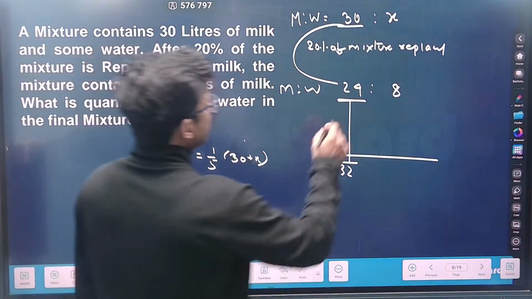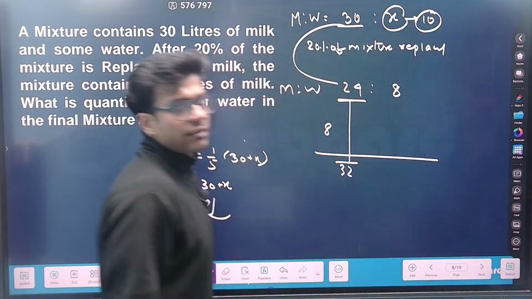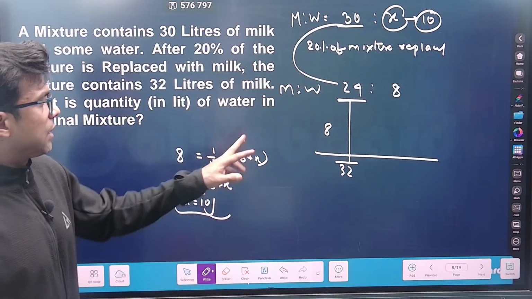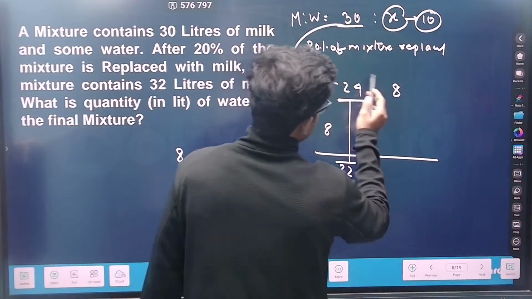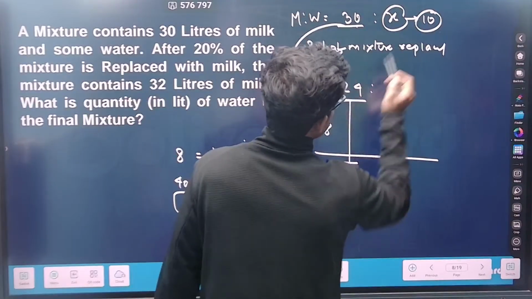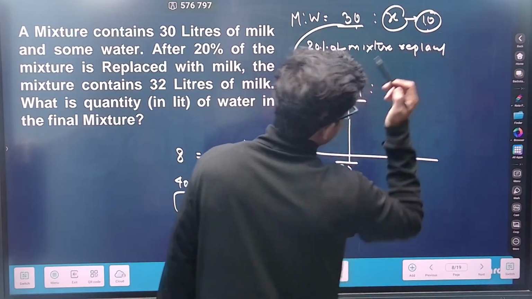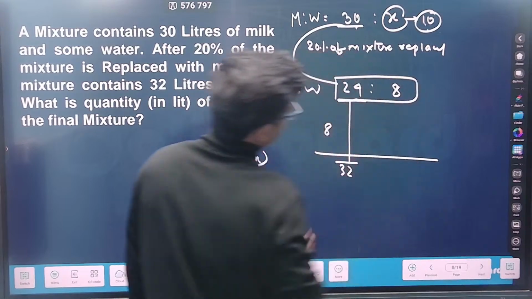And the value of x is already 10. I hope this much is clear to everyone. Because 20% of the mixture is getting replaced, na? So this is 30, and 20% of 30 is 24, and 20% of 10 is also 8. So this is 24 is to 8.